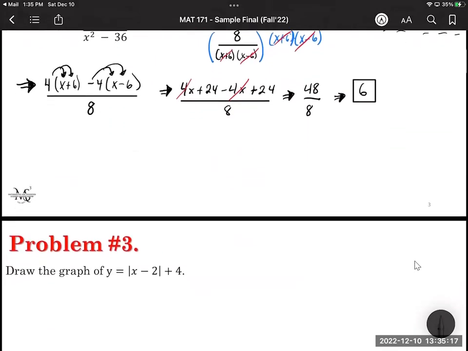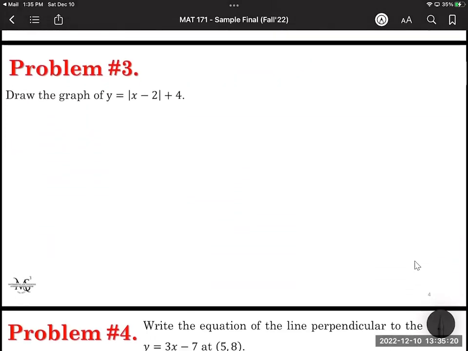Okay, let's continue. Problem number 3 states, draw the graph of y equals the absolute value of x minus 2 plus 4. The only way that you will get credit for the full points for problem number 3 is if you graph this function using transformation. Since we have an absolute value here, what type of shape would the graph be? A V. Yeah, the shape should resemble a V.